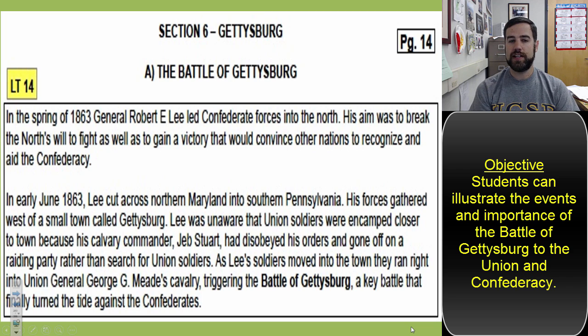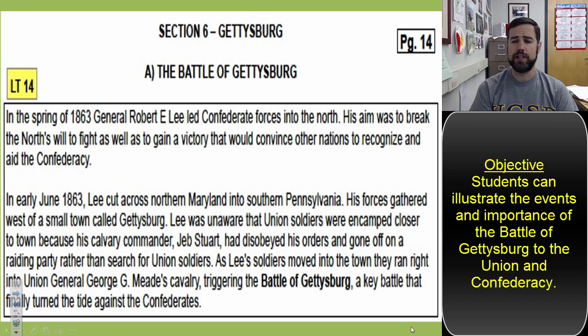In early June 1863, Robert E. Lee cut across northern Maryland into southern Pennsylvania. Maryland is a border state, and once he gets into Pennsylvania, he's definitely heading up into the north. His forces gathered west of a town called Gettysburg, a little college town where I think it was a seminary college, so that's where you would go to become a preacher.